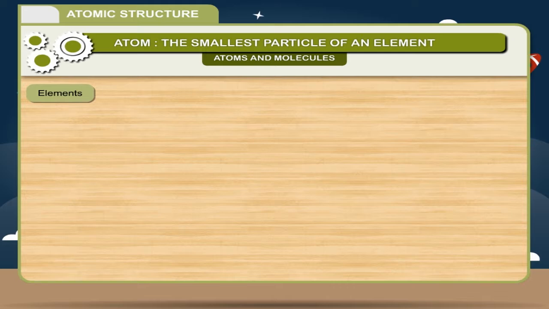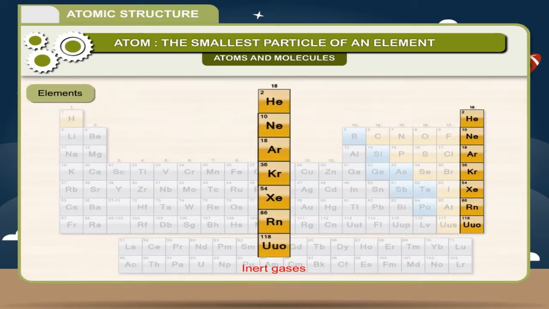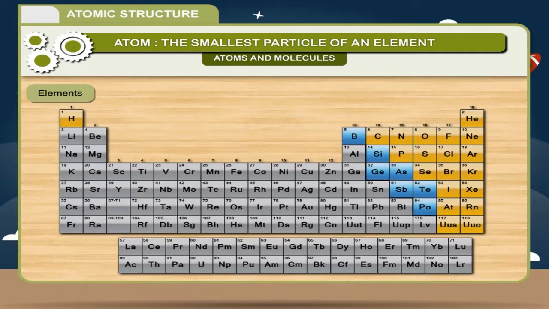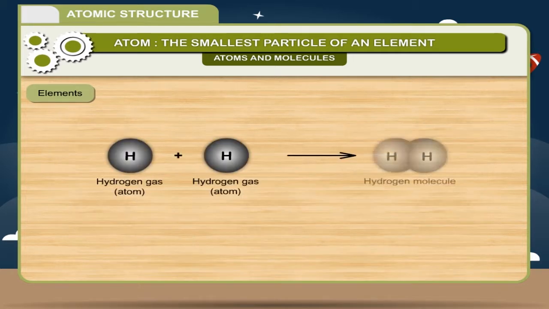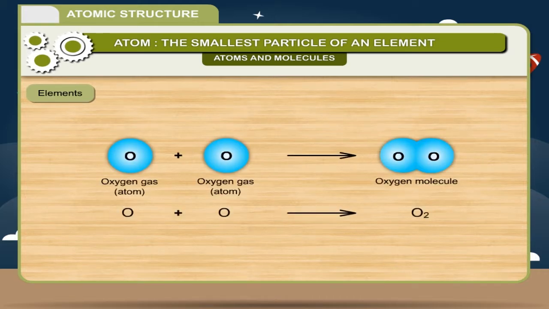Elements. Atoms of elements, with the exception of inert gases and a few other elements, always join together to form molecules. They do not exist independently. Hydrogen gas has two atoms joined together to form a molecule of hydrogen. Similarly, oxygen gas has two atoms in its molecule.